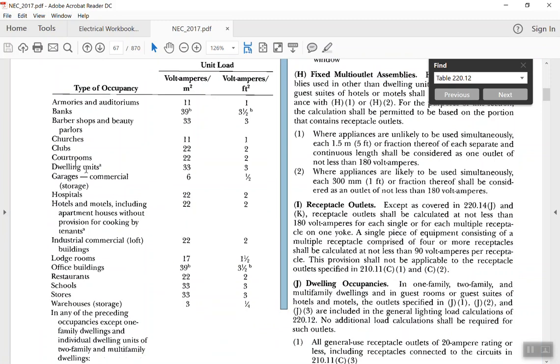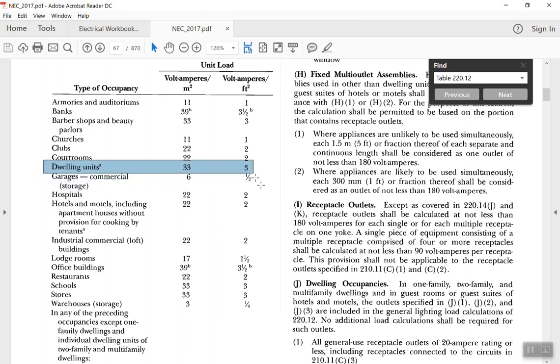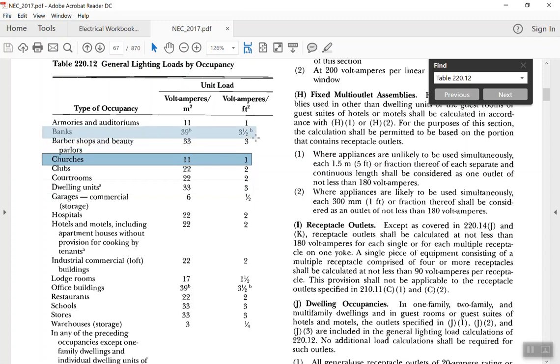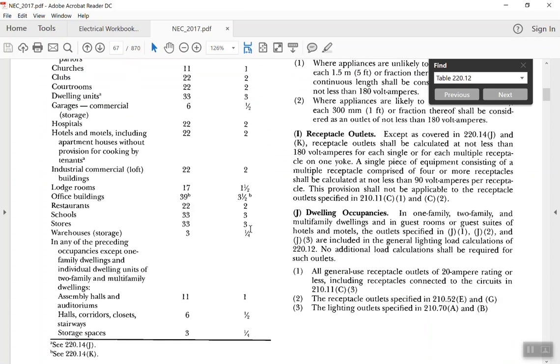Now, if you notice, in here is a dwelling, and the multiplier in volt amperes for the dwelling is 3 volt amperes per square foot. Okay. The other things you may want to highlight since we're here, because they do ask, the lighting for a church is a multiplier of 1. The lighting for a bank is 3.5. Right. Those you should highlight. Other things that show up on occasion is a loft. Right.